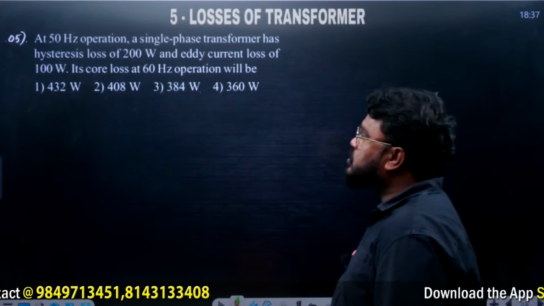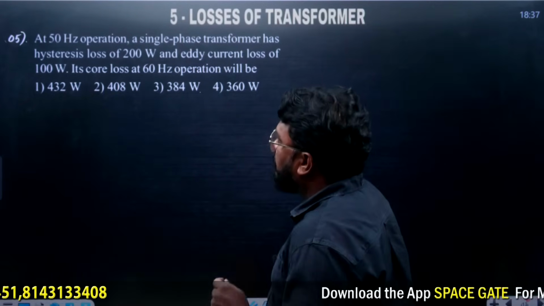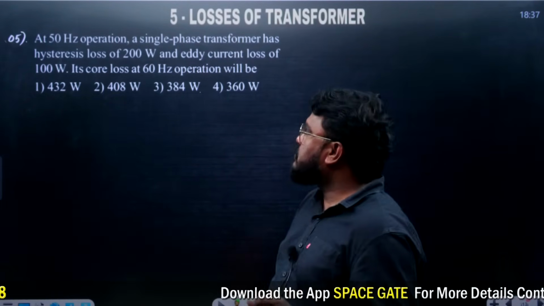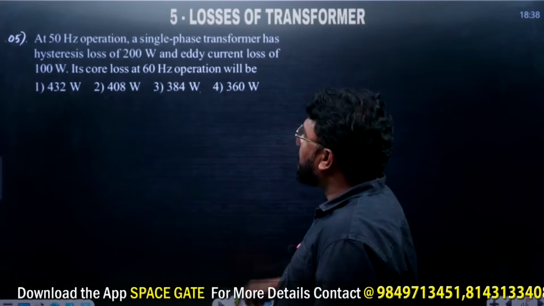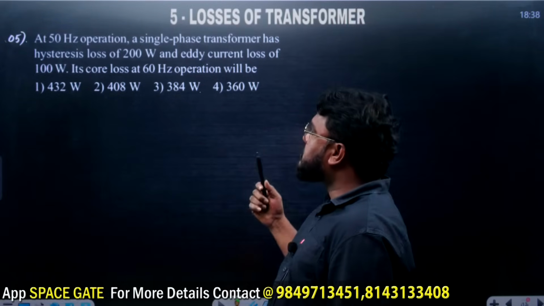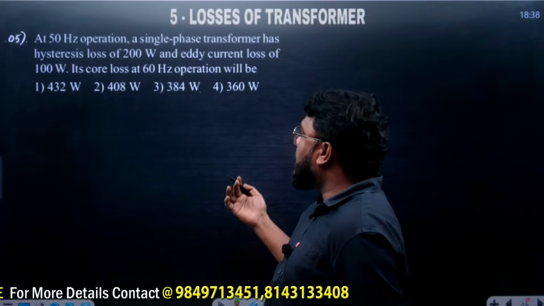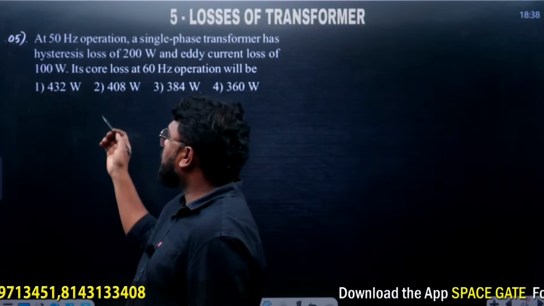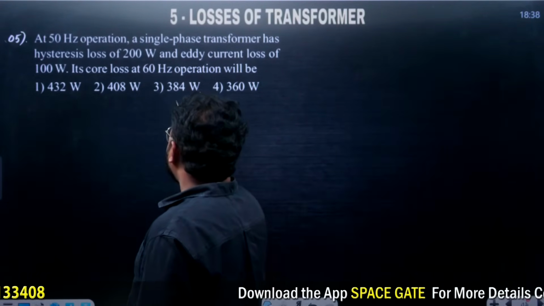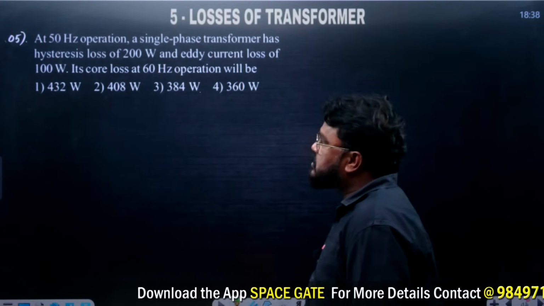And next one, question number 5. At 50 Hz operation, a single phase transformer has hysteresis loss of 200 watts and eddy current losses of 100 watts. Its core losses at 60 Hz operation will be: option 1, 432 watts; option 2, 408 watts; option 3, 384 watts; option 4, 360 watts.